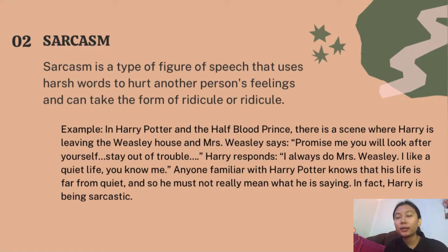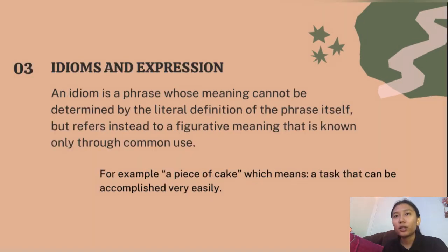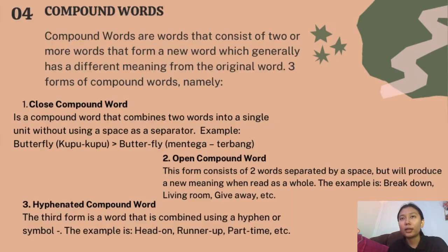And second is sarcasm. Sarcasm is a type of figure of speech that uses harsh words to hurt another person's feelings and can take the form of ridicule. Third is idioms and expression. For example, a piece of cake, which means a task that can be accomplished very easily. And next is compound words. There are three forms of compound words, namely closed compound words, open compound words, and hyphenated compound words.